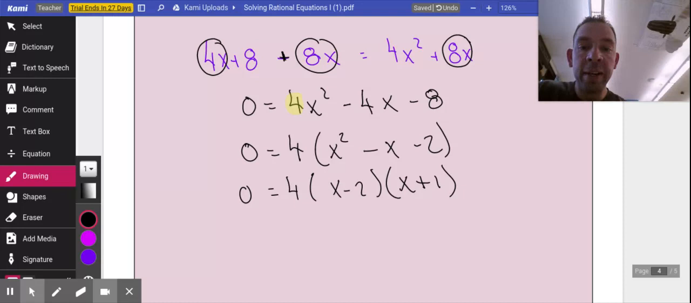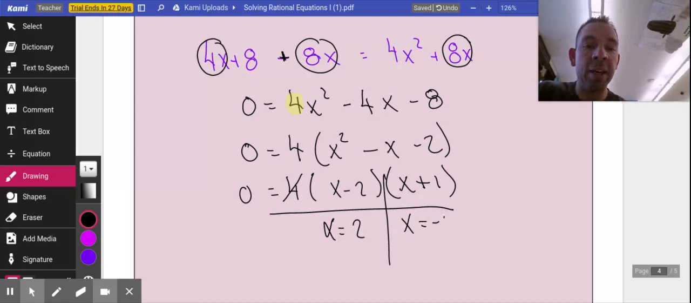Whew, thank goodness. Now, when you go to tee this up, the 4 is irrelevant, okay, because certainly 4 can't equal 0. But what you could get is you could get x equals 2 as a solution. X could be negative 1, and those are your two solutions.